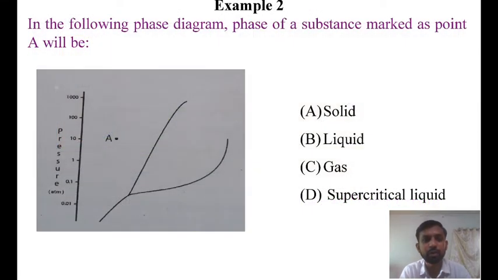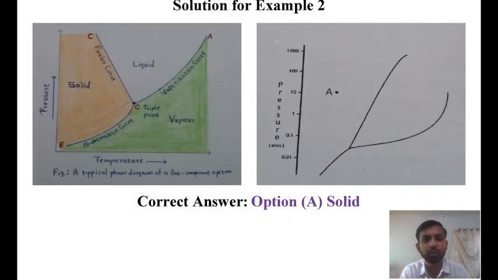Now see the more interesting example number 2. In the following phase diagram, phase of a substance marked as point A will be. 4 options are given, A, B, C, D. Now see the solution.